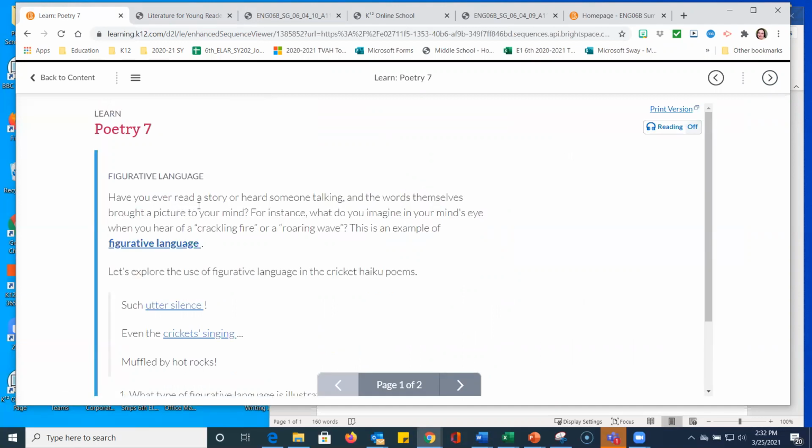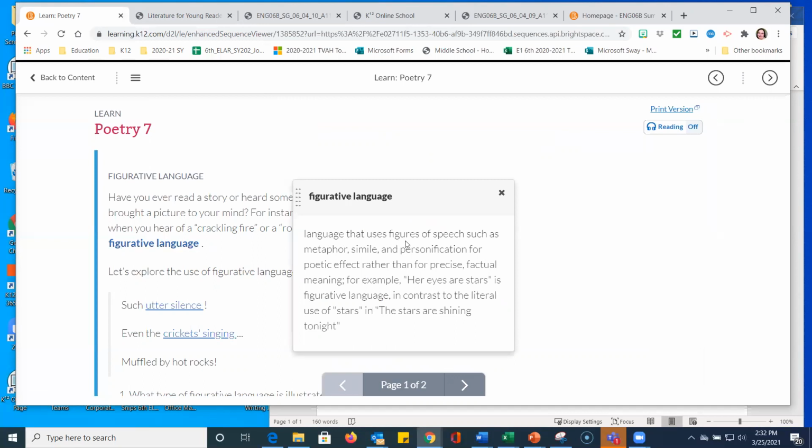Figurative language. Have you ever read a story or heard someone talking and the words themselves brought a picture to your mind? For instance, what do you imagine in your mind's eye when you hear of a crackling fire or a roaring wave? This is an example of figurative language. Figurative language uses figures of speech such as metaphor, simile, and personification for poetic effect rather than for precise factual meaning. For example, her eyes are stars is figurative language, in contrast to the literal use of stars in the sentence, the stars are shining tonight.